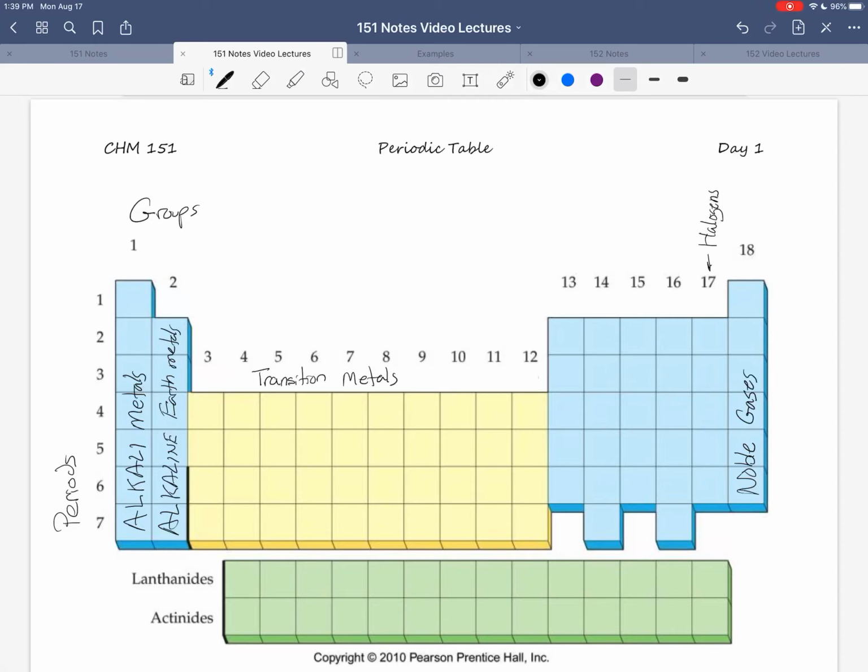So we have the 7 common families or groups that we'll talk about: alkali metals, alkaline earth metals, the transition metals, the halogens, the noble gases, lanthanides, and actinides.